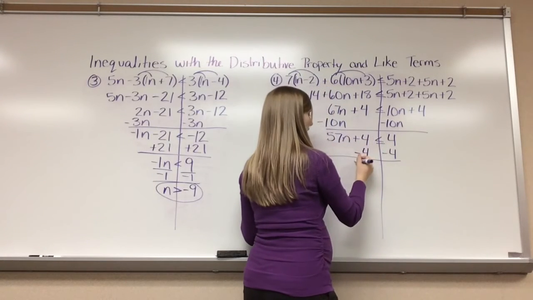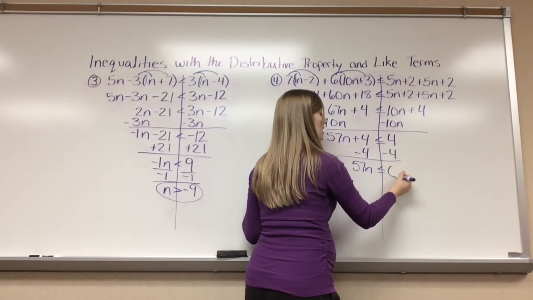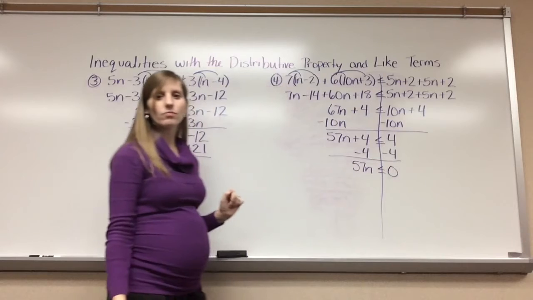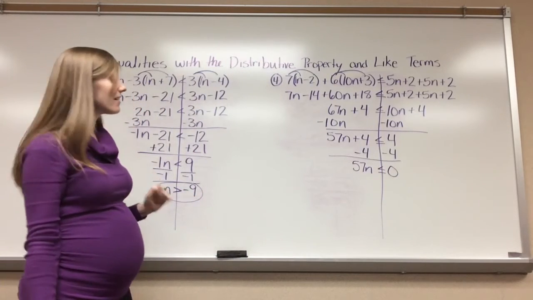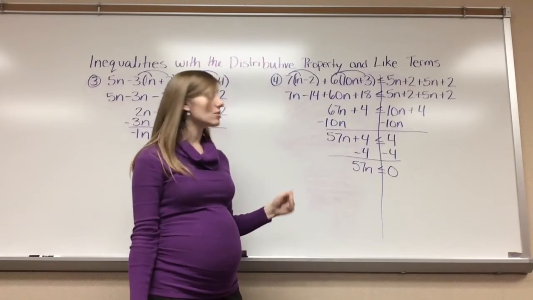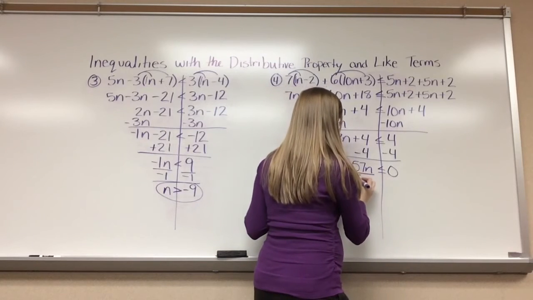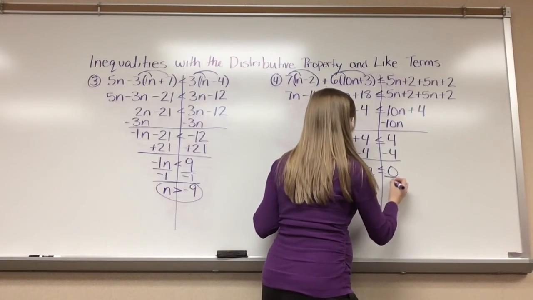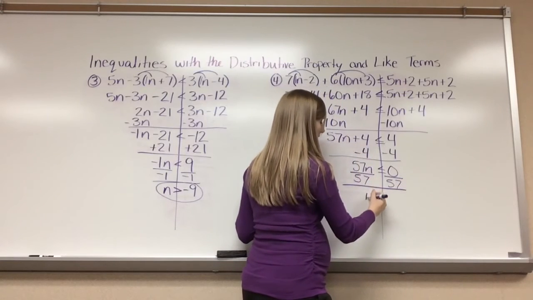So I'm going to subtract 4 on both sides. So they cancel. I get 57n is less than or equal to 0. 4 minus 4 is 0. I have one more step, okay? 57 and n are right next to each other. That's multiplication. So the opposite would be division. Divide both sides by 57. They cancel. I get n.